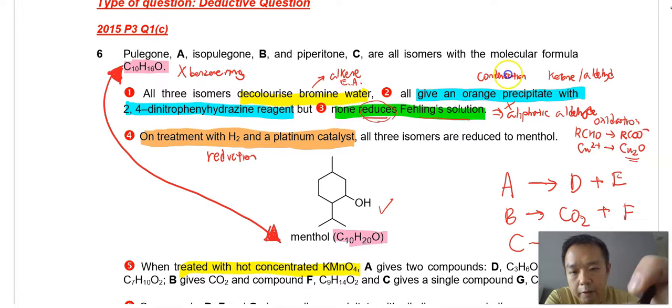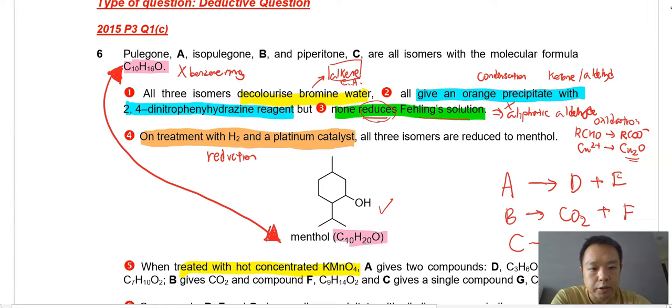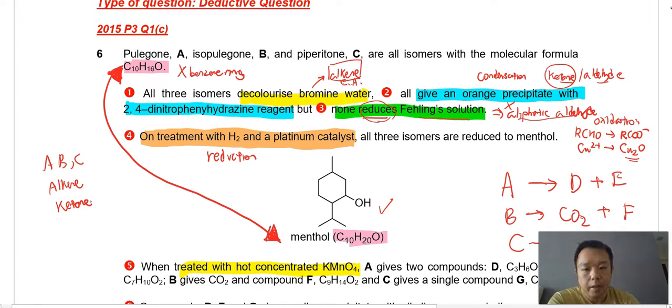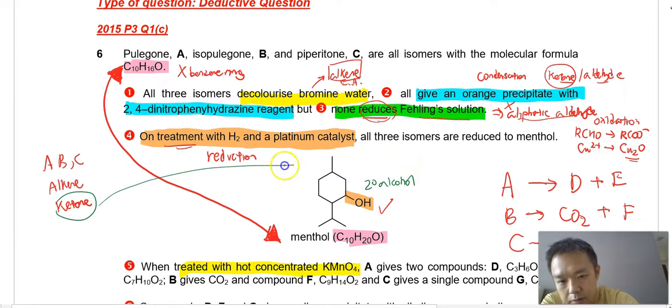So A, B, and C are alkenes, because they decolorize bromine water. Now we know that they can either be a ketone or aldehyde, but in point number 3, we know that there's no aliphatic aldehyde, and therefore it must be a ketone. So far we know A, B, and C must have an alkene and a ketone. Okay, and after reduction, it becomes this. So it's quite obvious that over here we have a secondary alcohol.